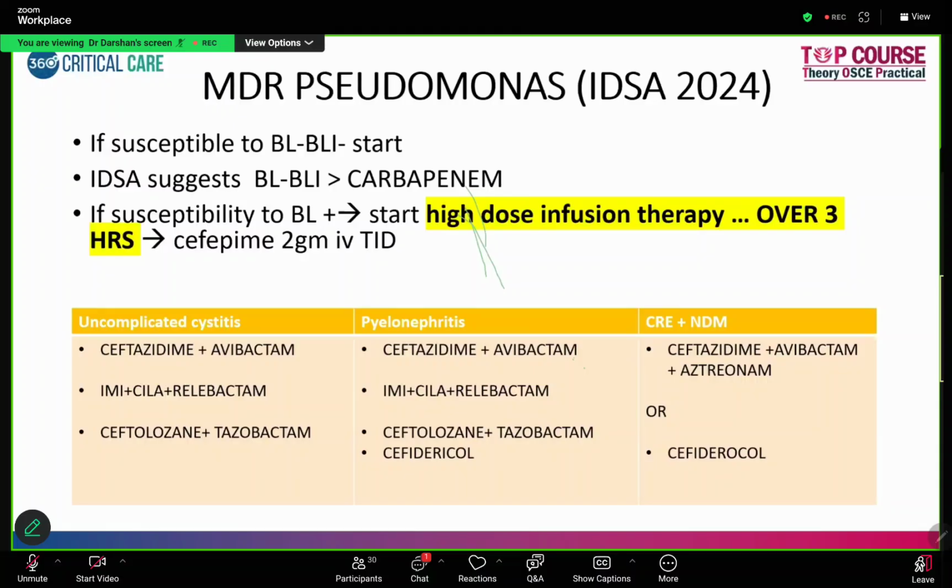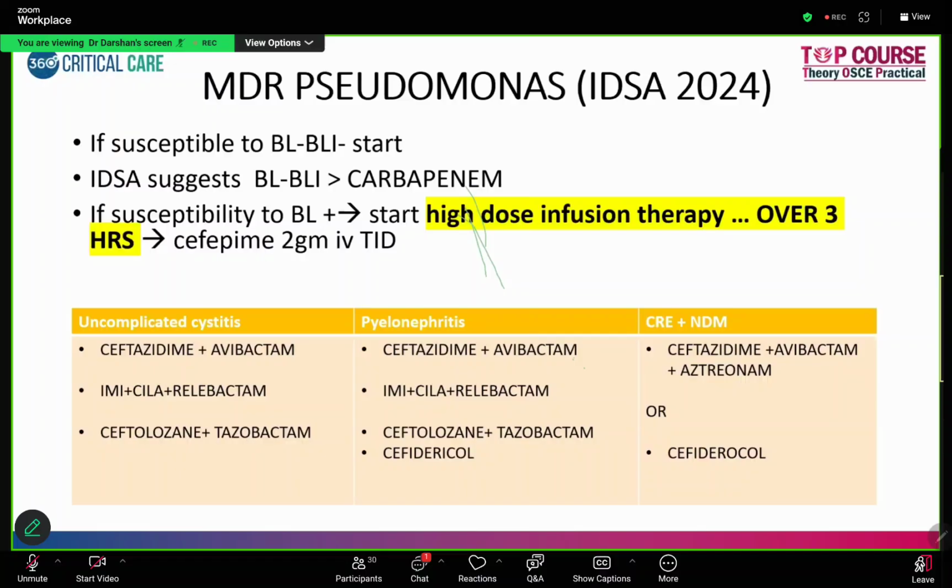So coming to the gist of how to treat MDR Pseudomonas. They say BL/BLI is better than carbapenems when it comes to resistant Pseudomonas. Whenever we are talking about beta lactams, a high dose infusion therapy, usually over 3 hours, is what is recommended. In uncomplicated cystitis, you can start ceftazidime-avibactam, imipenem-relebactam, or ceftolozane-tazobactam. In pyelonephritis also it is the same group of drugs. So that is about your urinary tract.